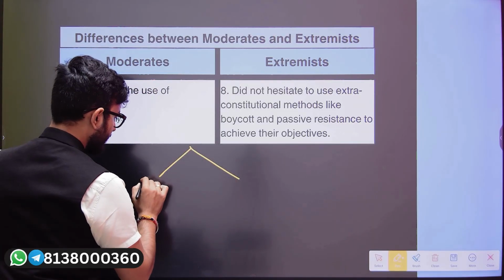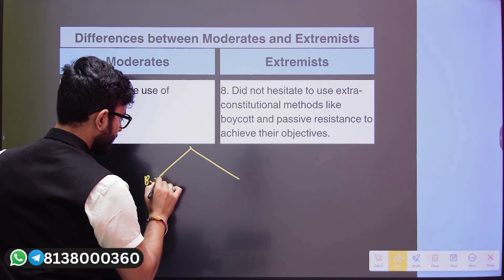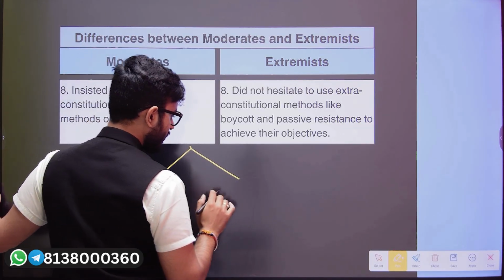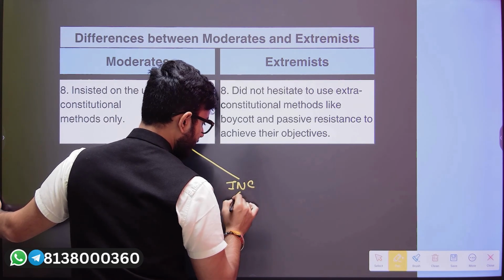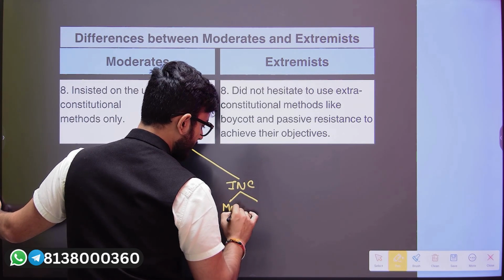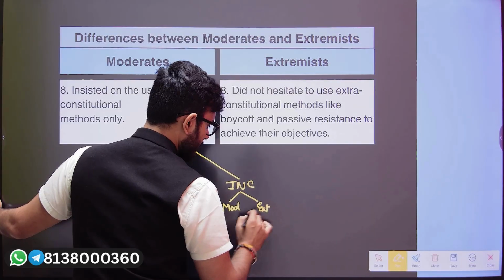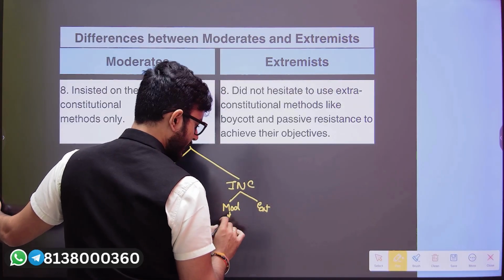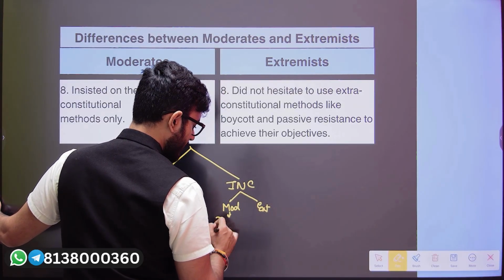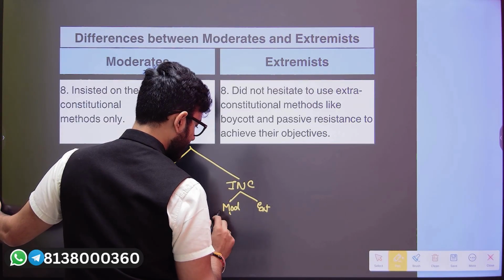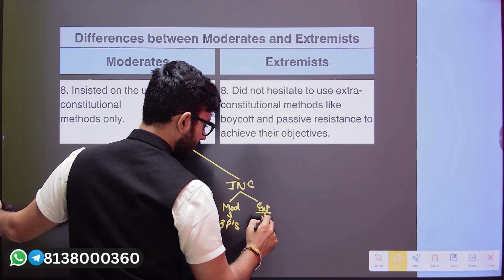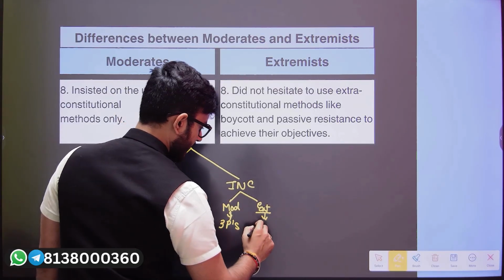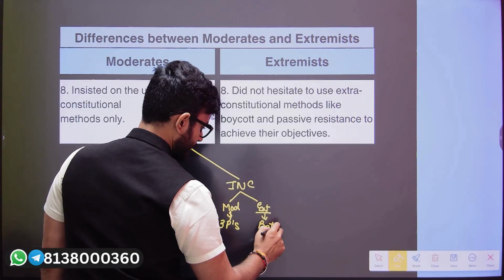Now here there was the British. Moreover, what do we see is that here there is the INC. The INC generally had two sections: one is the moderate, one is the extremist. The moderates carried on their functions through the three P's. But the extremists are going to use extra-constitutional methods such as protest, Swadeshi and all.